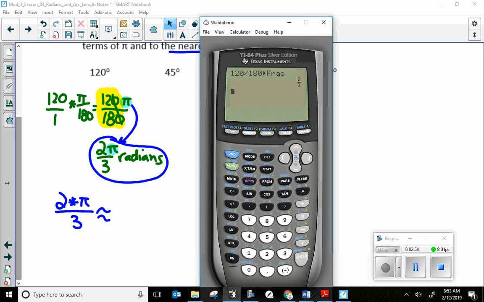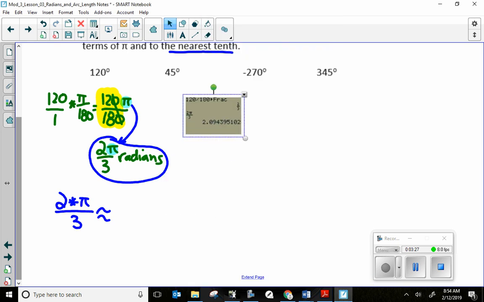I'm going to use the fraction function, alpha y equals enter, because you should get in the habit of using it. Otherwise, you might have to put parentheses around fractions. If you use this fraction function, it separates the numerator and denominator for you. Mathematically speaking, it will do the right process: numerator first, then denominator. So I'm going to always do alpha y equals anytime I have a fraction. 2 pi over 3. If I hit enter, I get this crazy, funky number.